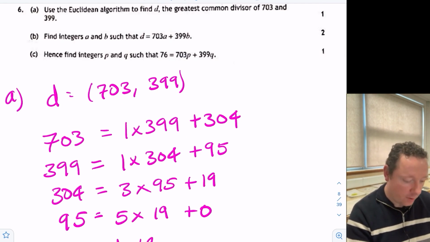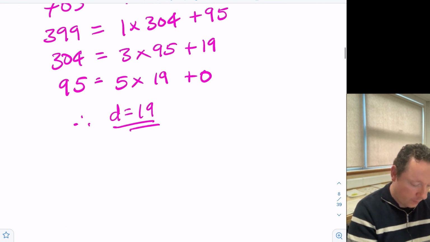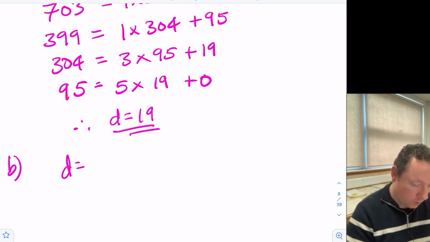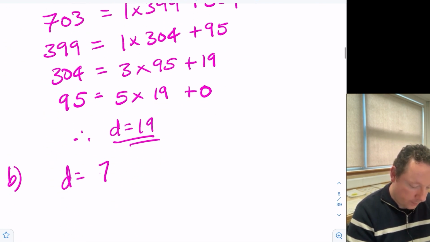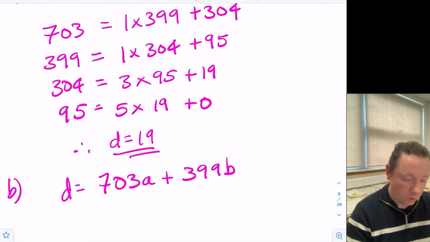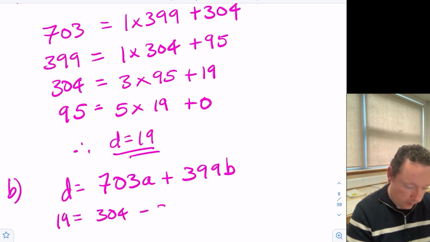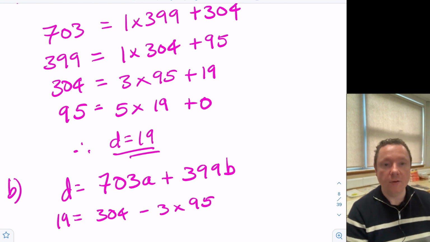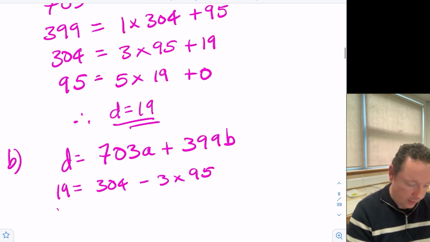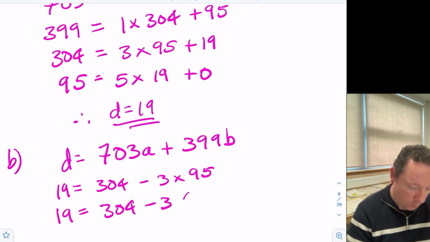Part B, find integers a and b such that d is equal to 703a plus 399b. So d was 19, so starting from this line, 19 equals 304 minus 3 times 95. And then we can just keep jumping up. That means that 19 equals 304 minus 3 times whatever 95 is.